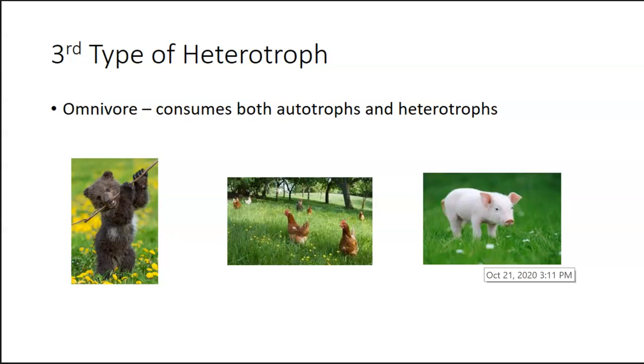Third type of heterotroph is an omnivore, and that's what we are. We consume both autotrophs and heterotrophs. So this is something that would consume both plant and animal material. So bears actually eat a lot of plant material in addition to fish and other animals. Chickens are omnivores. They eat both plant material and animals. They eat bugs along with plants. And then pigs are another example of an omnivore. And like I said before, we are also omnivores because we eat both plant and animal material.